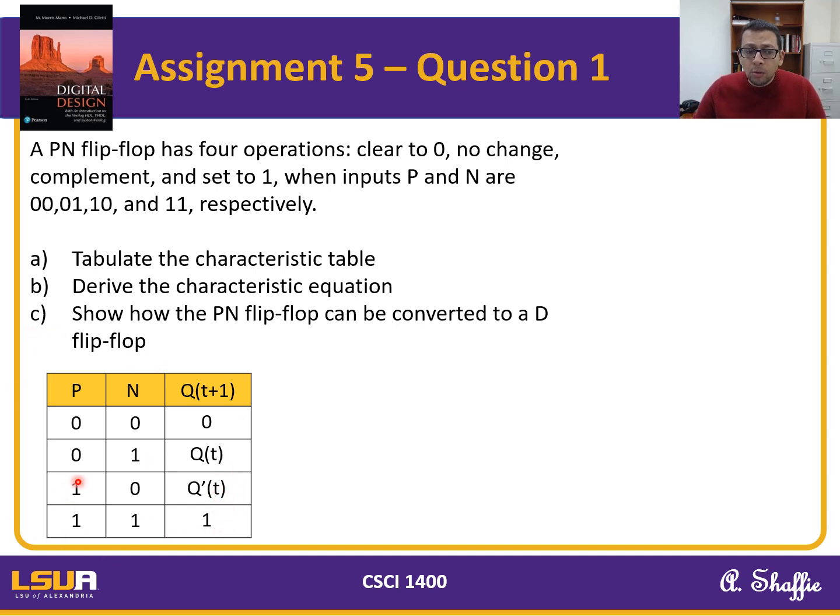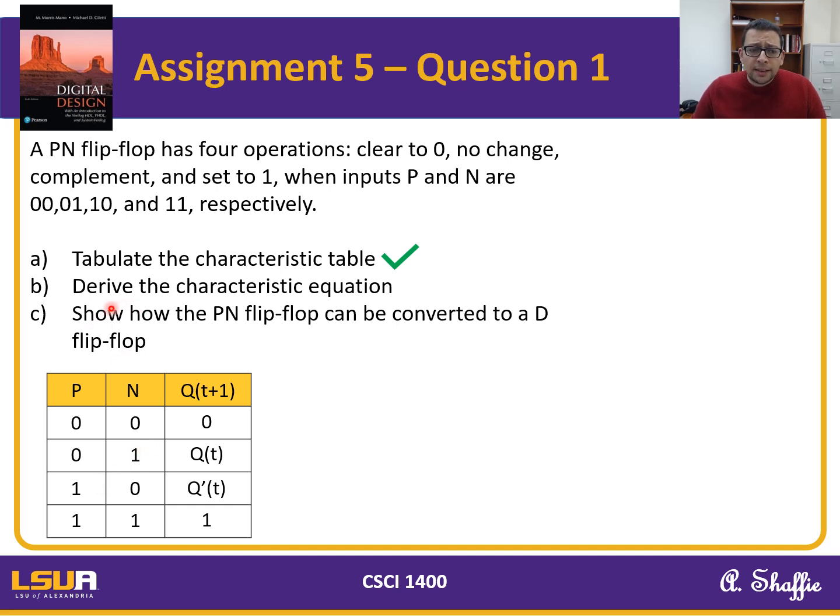This is what we call the characteristic table. So in the characteristic table, I expect to see the inputs and the next output in terms of the current output.